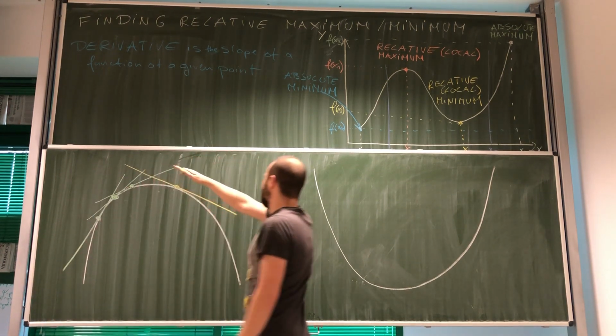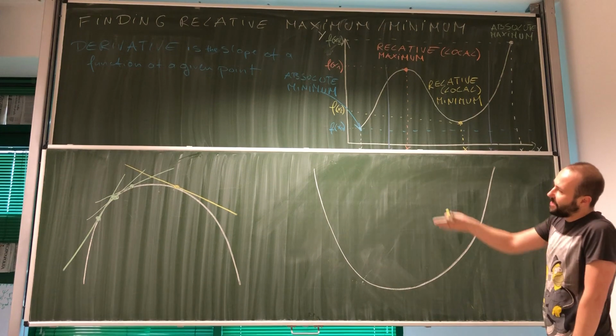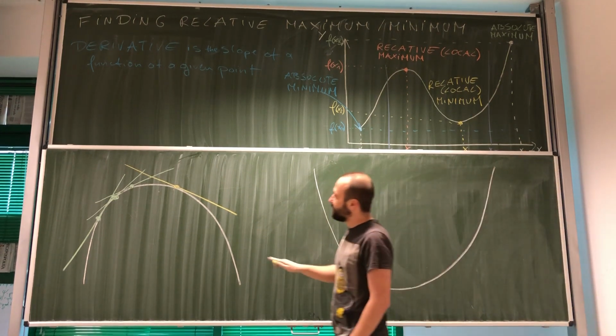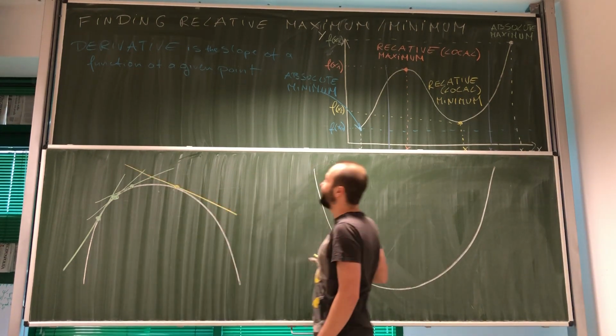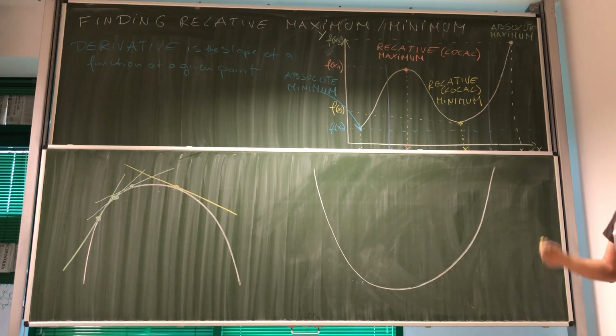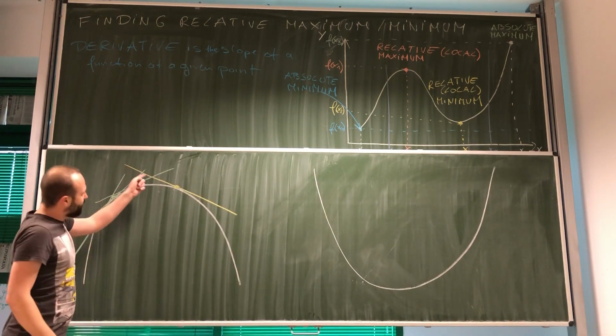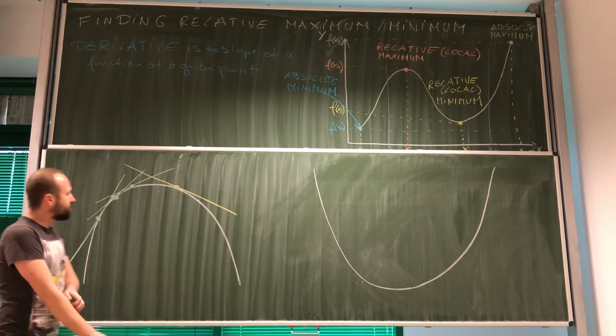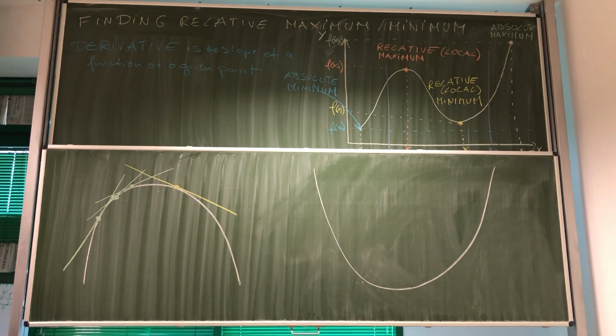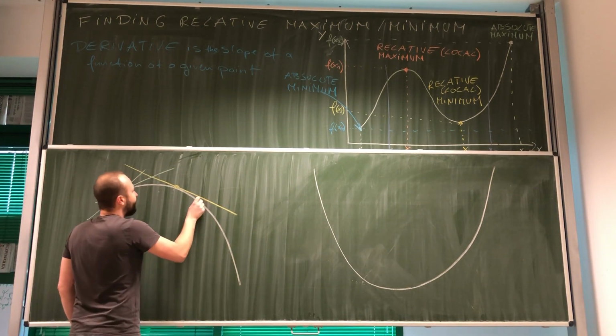Well, now I see that the line is no longer increasing. It's actually decreasing. And so what does it mean for us? Well, this means that now the slope of the function is negative. So the function is decreasing.